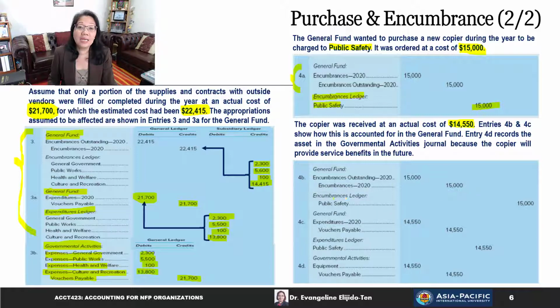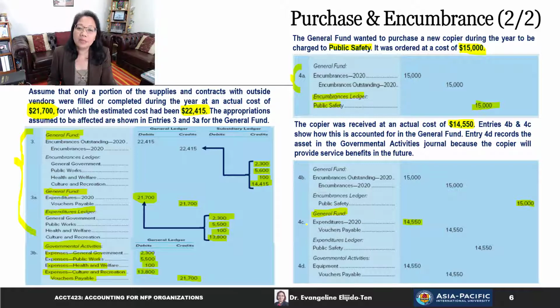And in the encumbrances ledger for public safety, we will then credit that for 15,000 at the budgeted amount, the amount at which we entered the contract to purchase the copier. Also in the general fund, entry 4C needs to be prepared. So this time we'll need to record the expenditure. So expenditures 2020 for 14,550, the actual cost.